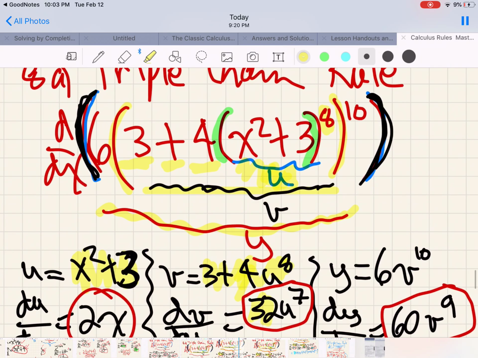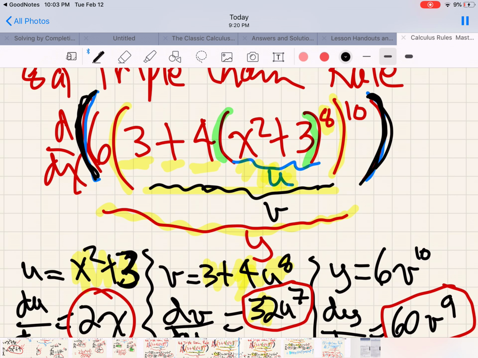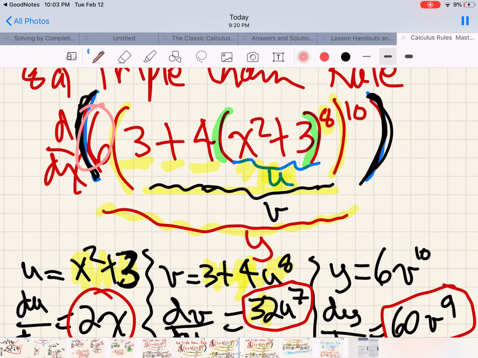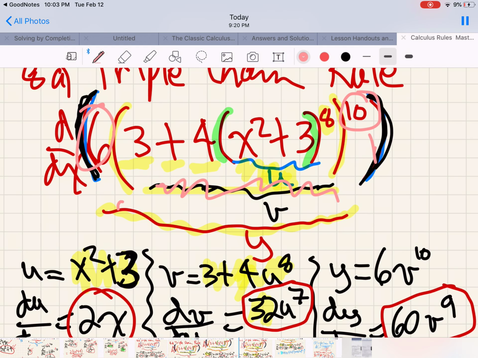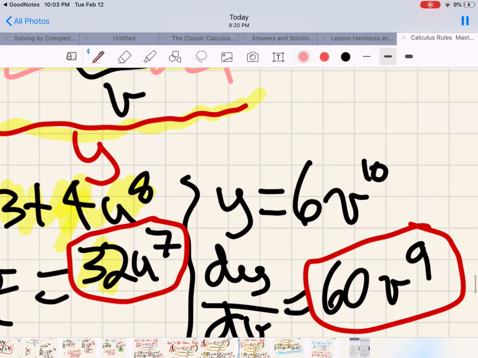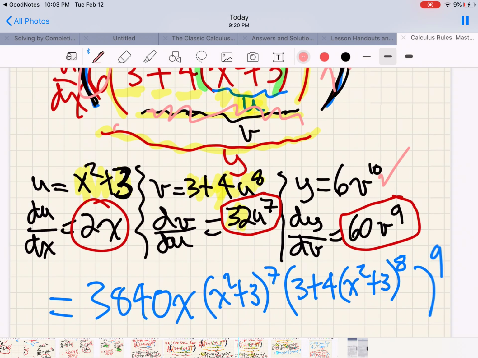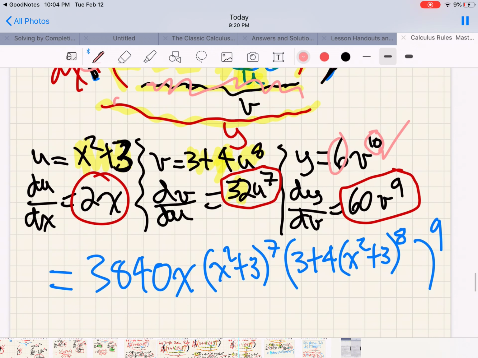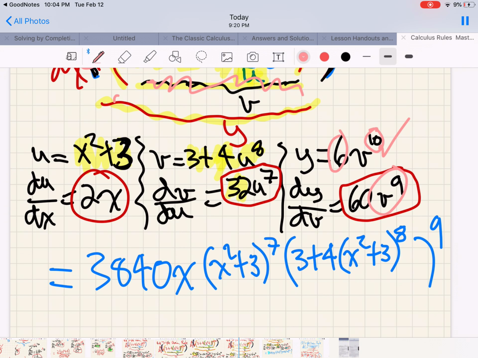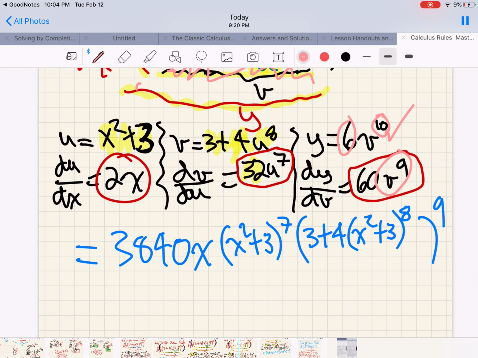Finally, I go to the most outside function. The most outside function is 6 multiplied by v, all to the exponent of 10. Okay, so it's 6v to the 10th right there. So again, do the power rule, 60 times by 6. 10 multiplied by 6 is 60, v to the 9th. Now this one definitely required a calculator. So how do we want to do this?